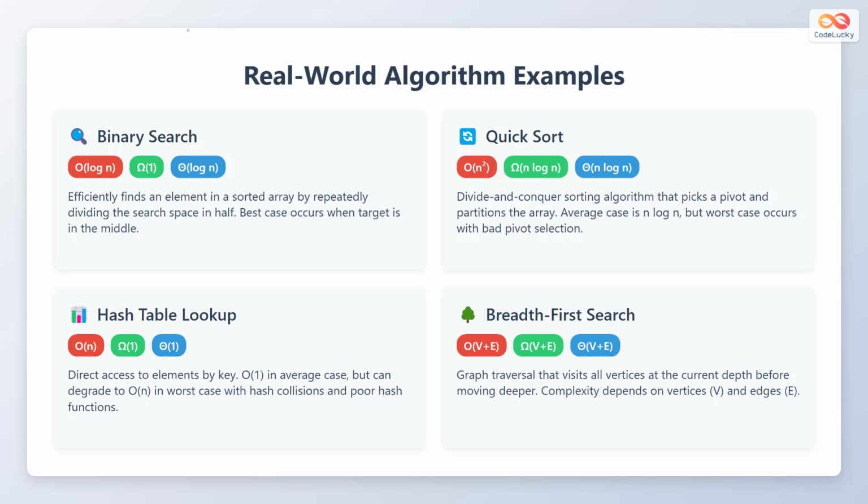Finally, we have breadth-first search. It has a big O of v plus e, omega of v plus e, and theta of v plus e. It's a graph traversal that visits all vertices at the current depth before moving deeper. Complexity depends on vertices v and edges e.